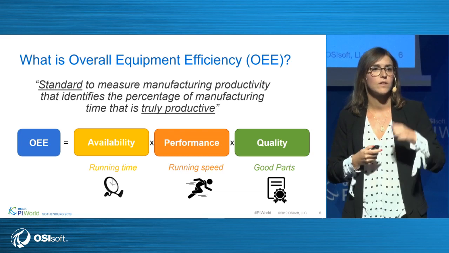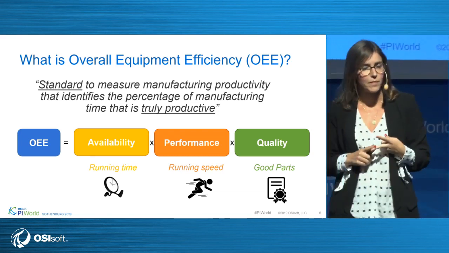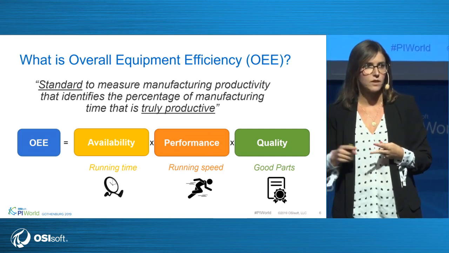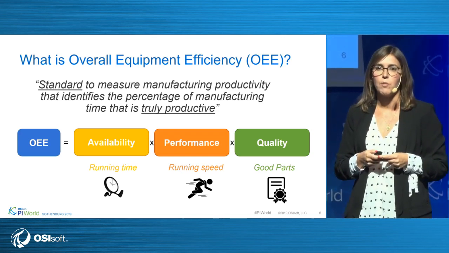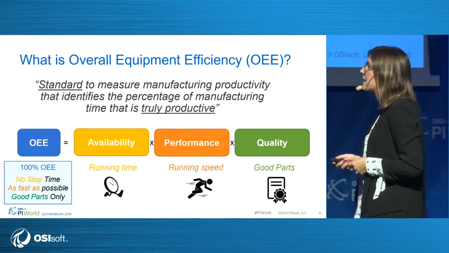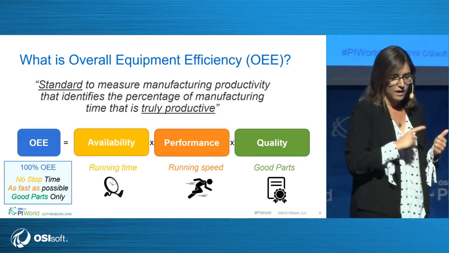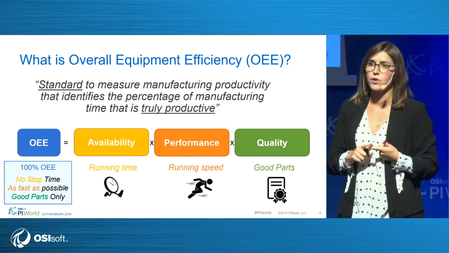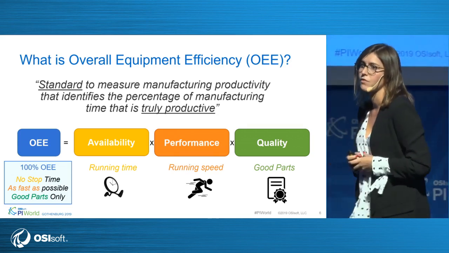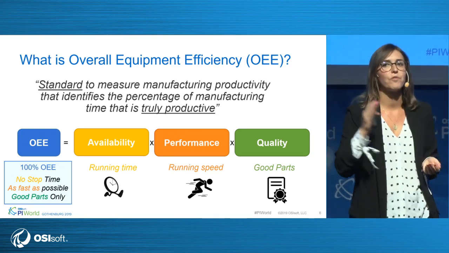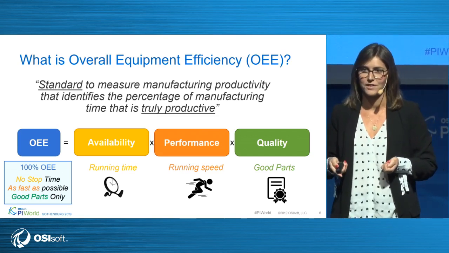Are we running, so we have the equipment running, we are running at good efficiency, but are all the parts that we are producing good parts? We need to ensure these three things in order to have proper manufacturing. So if we had, let's say, 100% OEE, it would mean that we were running without stops as fast as possible and producing good parts only. These are the principles of lean manufacturing, and I believe each of you would expect to have 100% OEE in your organizations, right?